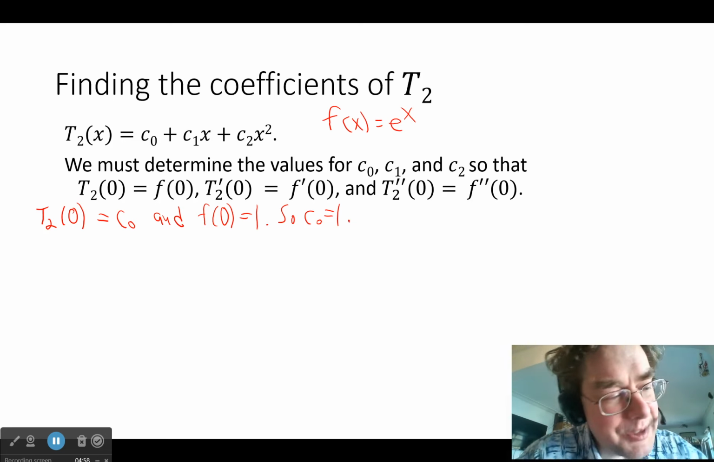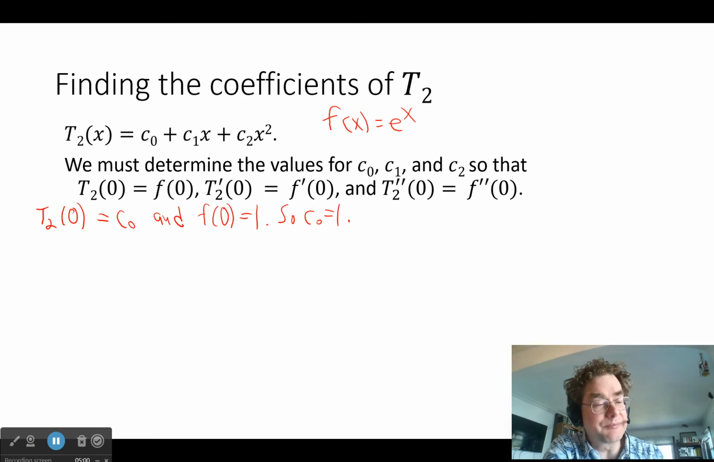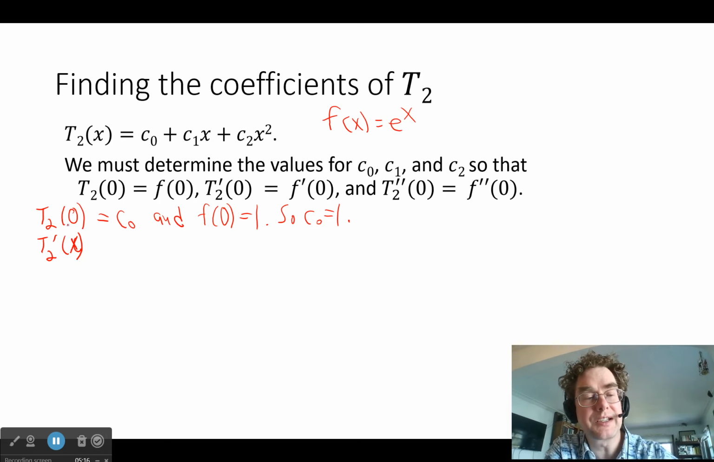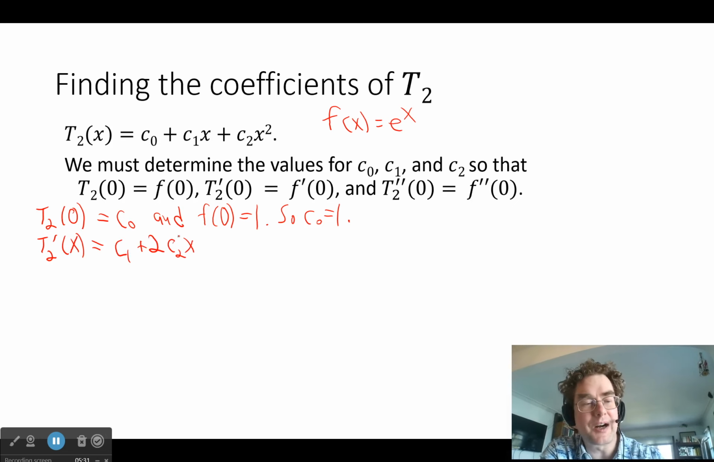Well, it almost is, because we can actually get those values by plugging in. We just have to differentiate first. So to find c1, let's take our derivatives. Let's do T2 prime of x first. You differentiate, the c0 term goes away, in the second term the x goes away, we get c1, and then we get 2 c2 x. So there's the derivative of our general Taylor polynomial.